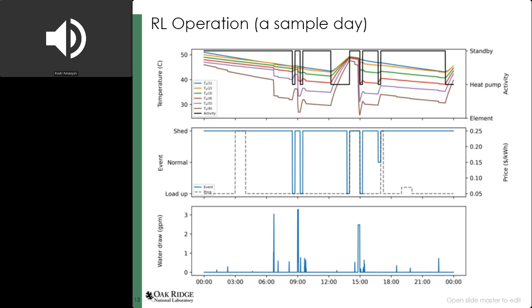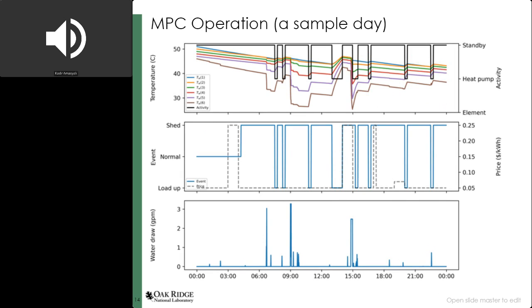If we go to RL operation, this is a sample day. So in the RL operation, as you can see, the RL sends load up commands right before the peak price, like here, for example. And it sends a load up command before a high water draw, like here, so that it can avoid use of elements. At other times, mostly it sends shed commands and operates the water heater at lower temperatures so that it can achieve better COP values.